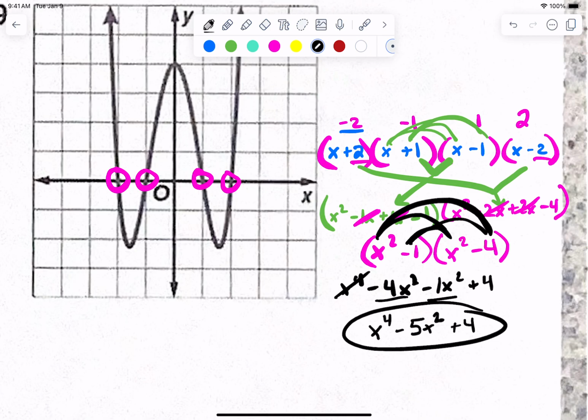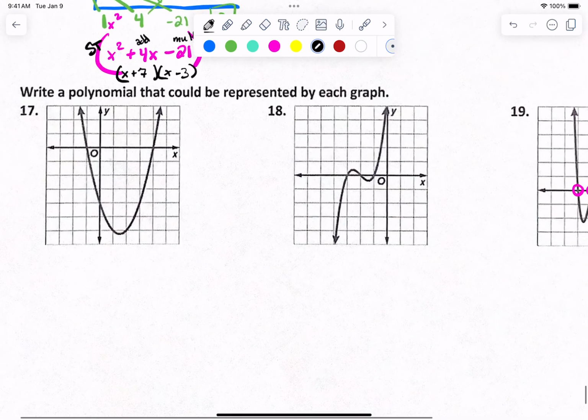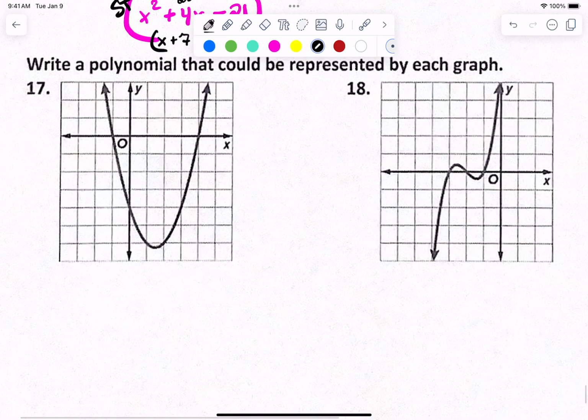Can you come check my other two? Because I don't want to make it take a ton of time. Okay? So 17 and 18. There are only 2 of them on 17 that you have to multiply together. 18 has 3. Can you handle those? Yeah.